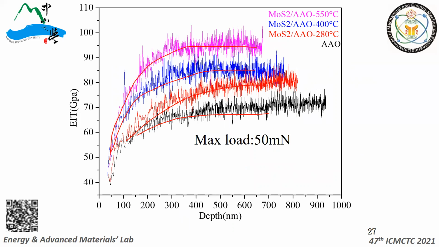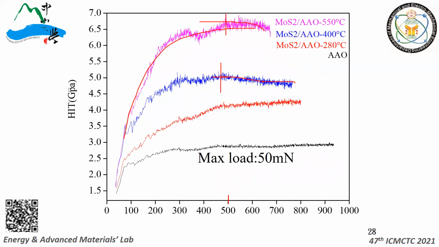Also, we can do the transient test. It's called DMA, dynamic mechanical analysis. So we can know the mechanical properties at each depth. For example, like this, we can know the Young's modulus at different depths. For example, for this sample pyrolyzed at 550, the Young's modulus is about 95 GPa. Also, we worked on the hardness in the DMA test.